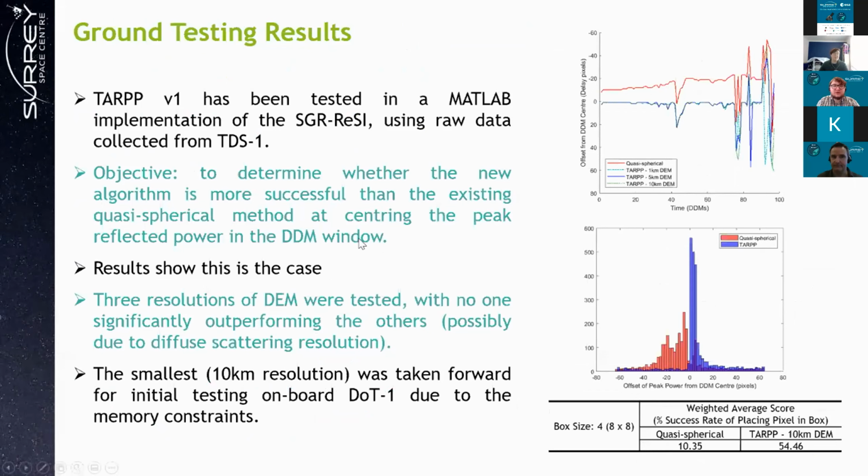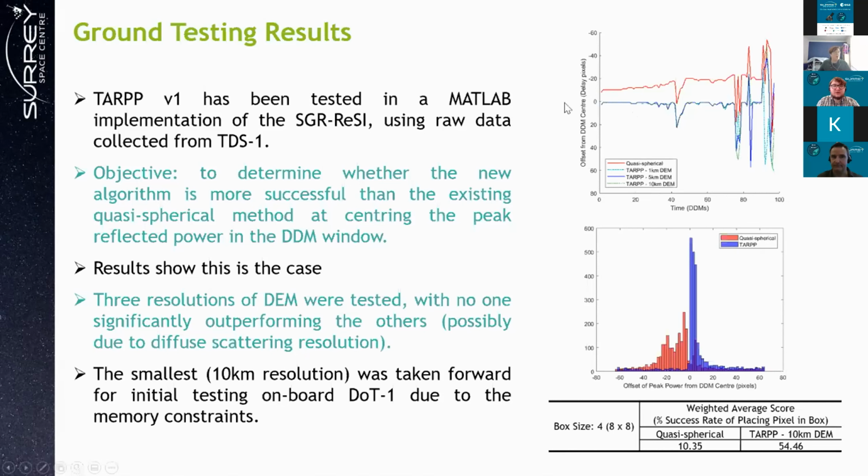And the objective of the testing was to see whether this new algorithm could perform better than the existing algorithm, or to be more successful than the existing algorithm at centering that peak power in the DDM window. And the results show that this was the case.